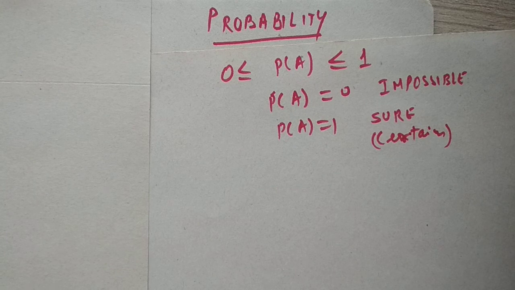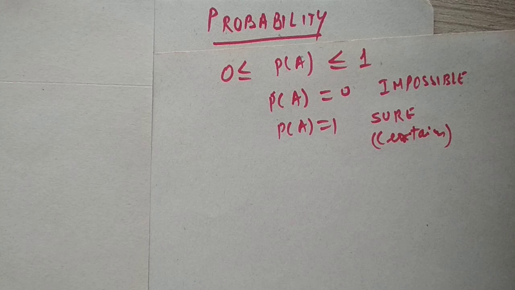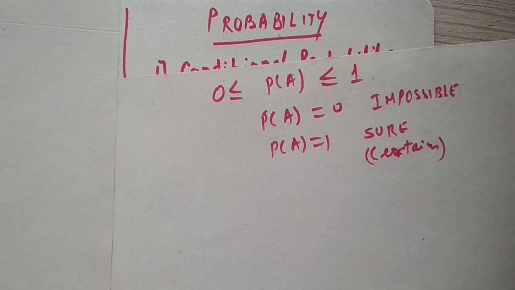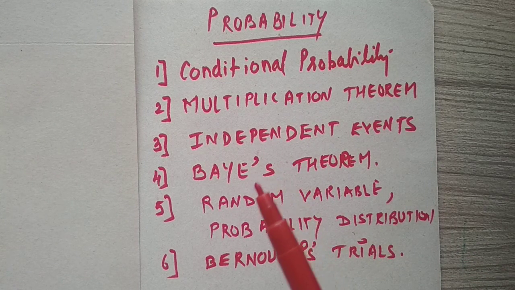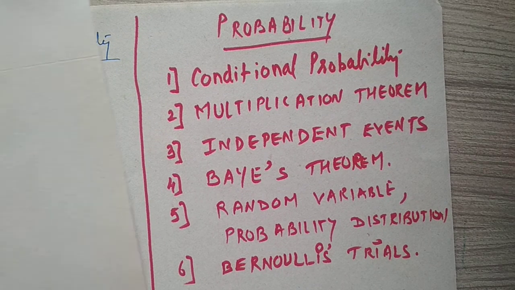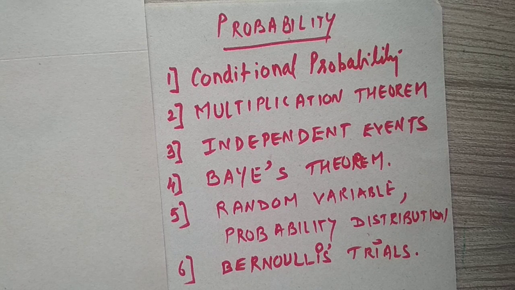Then we had also seen how to use permutation and combination to calculate the probability of an event. Only this much was in 11th standard. But in 12th standard, children, the different topics which we are going to study are as follows, as you can see here: probability, conditional probability, then multiplication theorem, then independent events, then Bayes theorem, then random variable, probability distribution, Bernoulli trials.